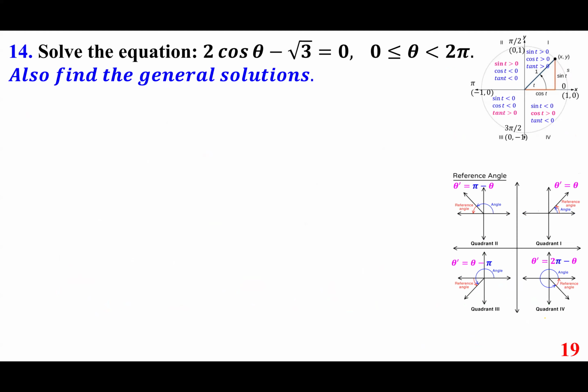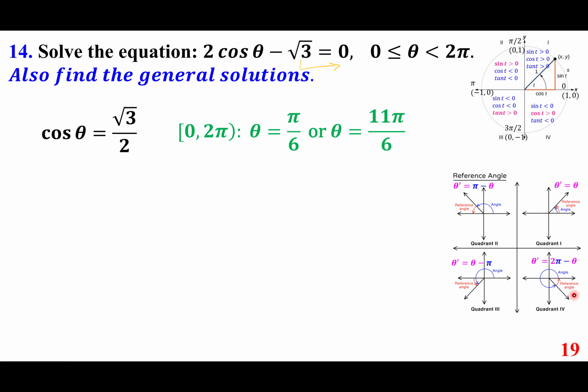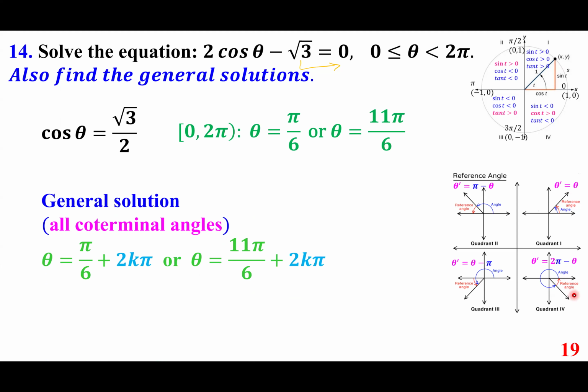It's a common angle. Theta is pi over 6. Cosine of pi over 6 is square root of 3 over 2. Cosine is positive in the first and the fourth quadrant. In the first quadrant, pi over 6. In the fourth quadrant, 2 pi minus pi over 6. So we get 11 pi over 6. As far as general solution, just add 2k pi or 2n pi, okay?